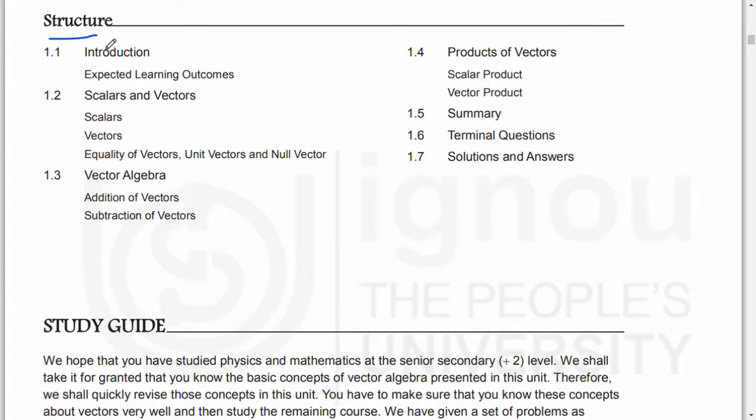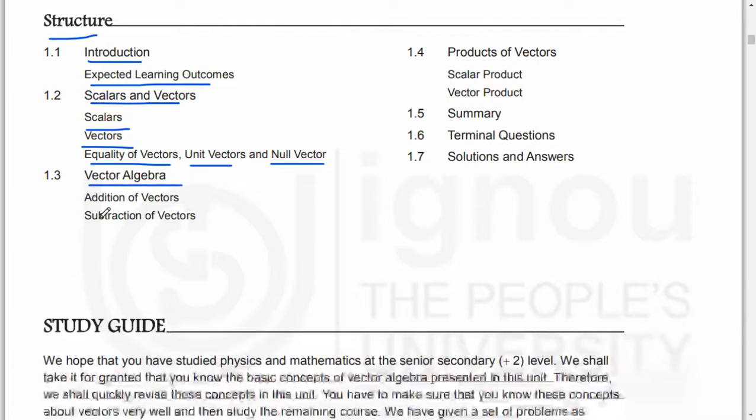Structure. Introduction. Expected learning outcomes. Scalars and vectors. Scalars. Vectors. Equality of vectors. Unit vectors and null vector. Vector algebra. Addition of vectors. Subtraction of vectors. Product of vectors, scalar product, vector product, summary, terminal questions, solution and answer.